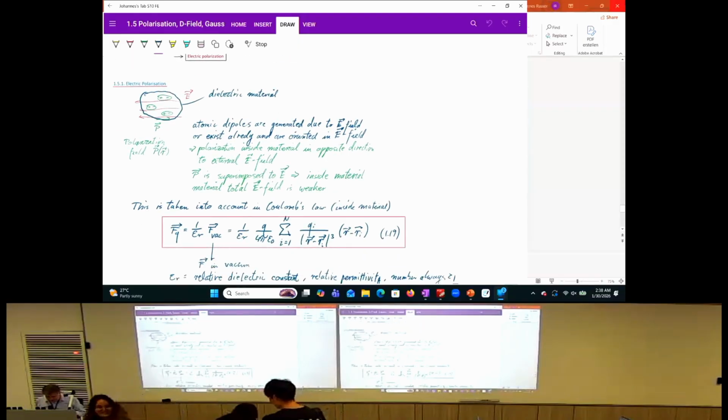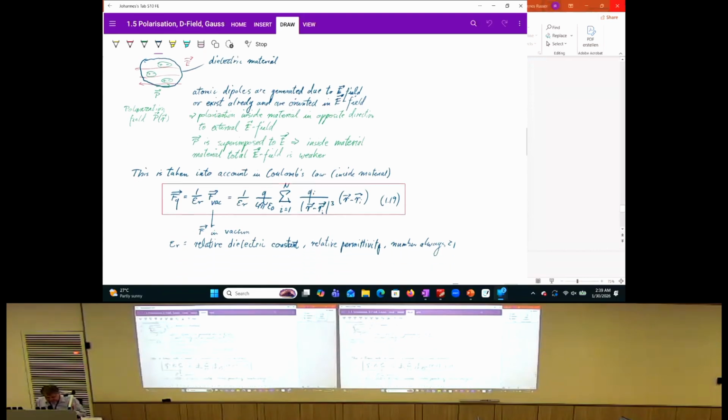So the polarization inside a material happens in opposite direction to the external electric field, and this polarized field, what we denoted here as P, is superimposed to the electric field inside the material. The resulting total electric field is in consequence weaker.